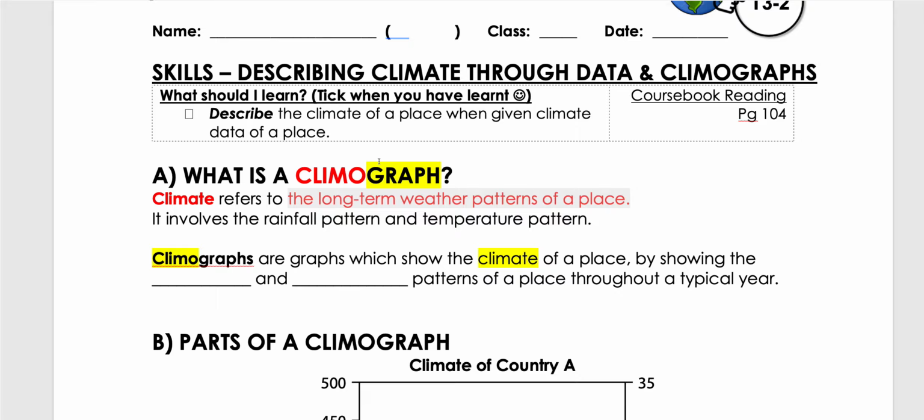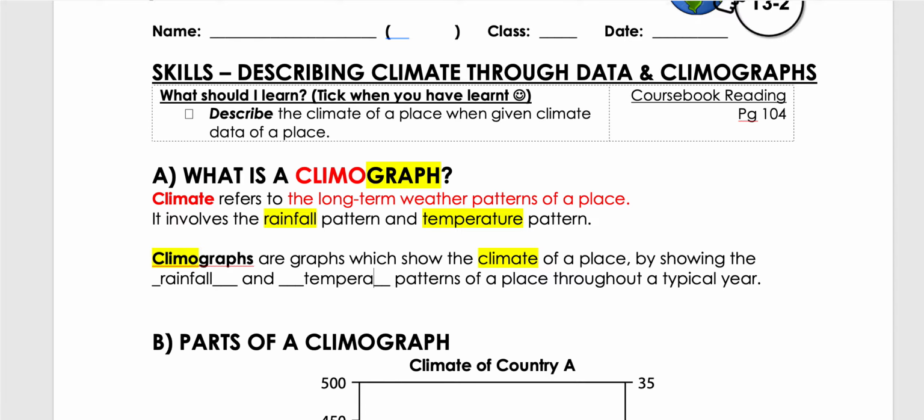What is the pattern like? When is it generally hot? Is it generally cold? Is it hotter in some months, colder in some months? So we look at the temperature pattern. We also look at the rainfall pattern. So as you can see, if climate is about rainfall and temperature patterns, then climographs try to show the rainfall and temperature patterns, and how they look within a typical year. That means for most years it would be something like that.